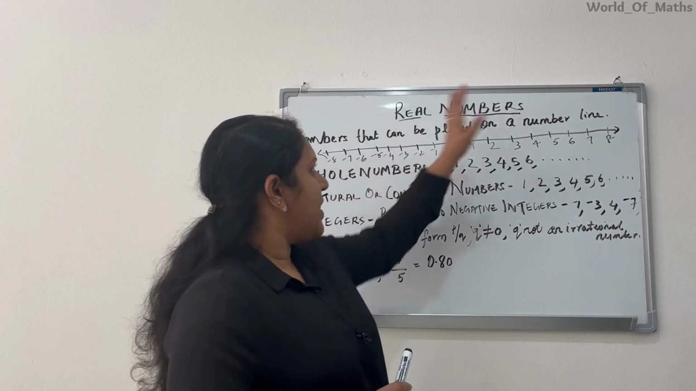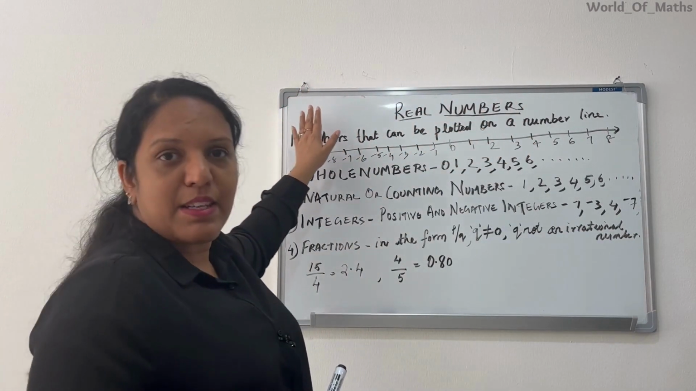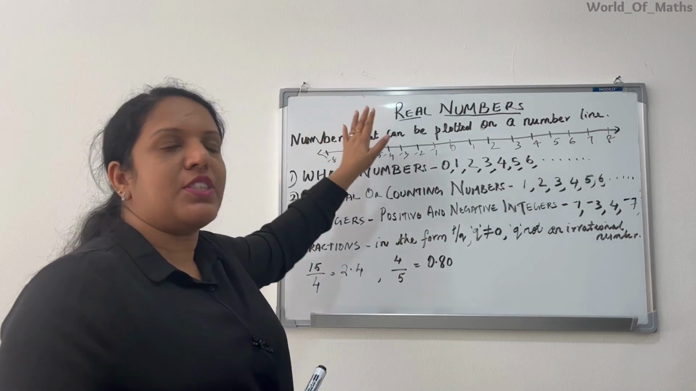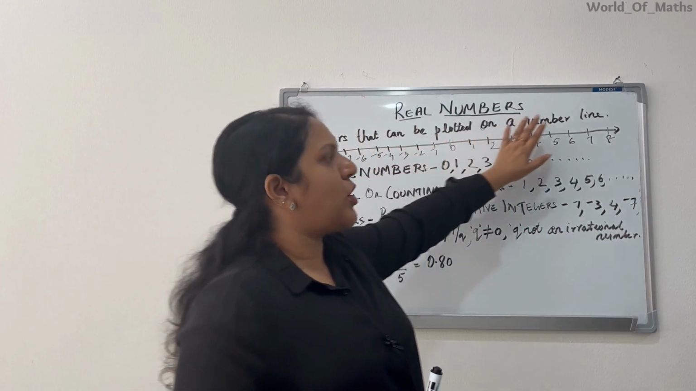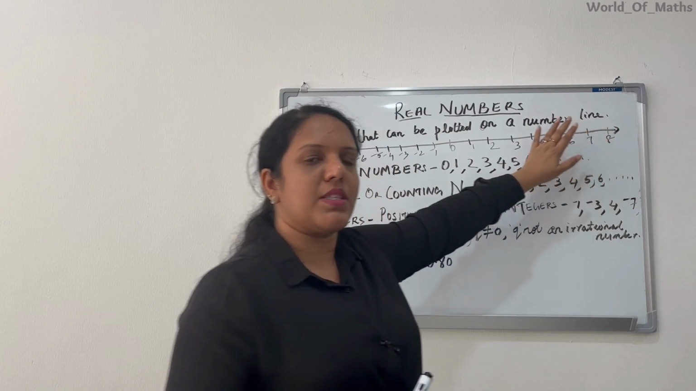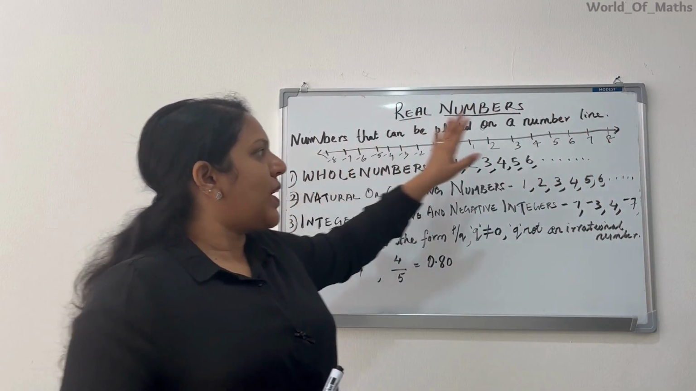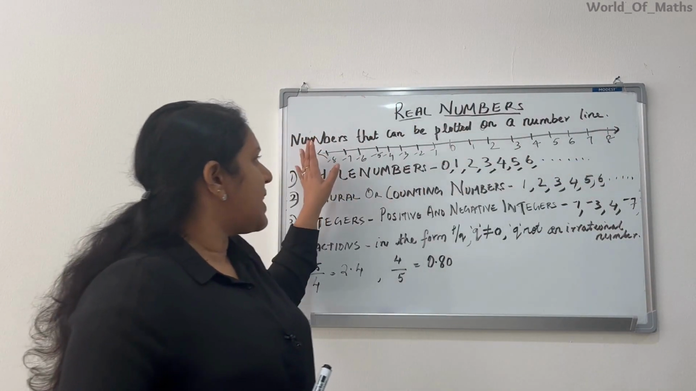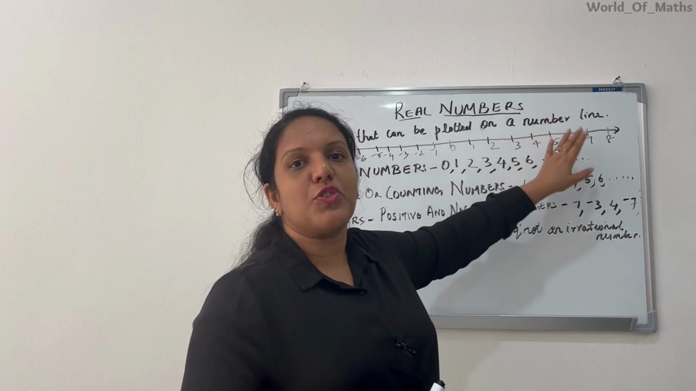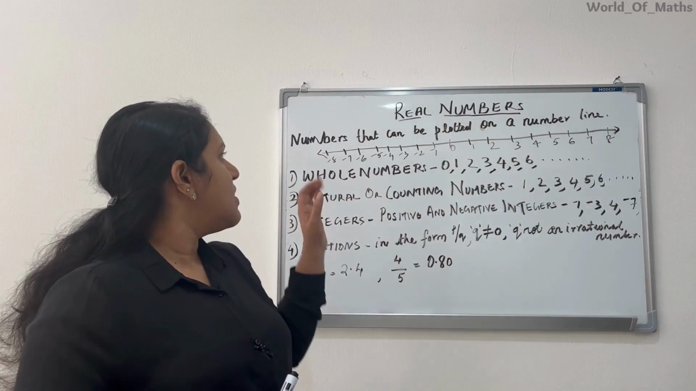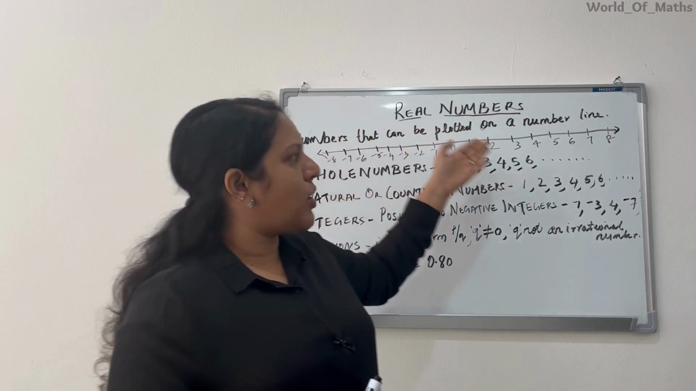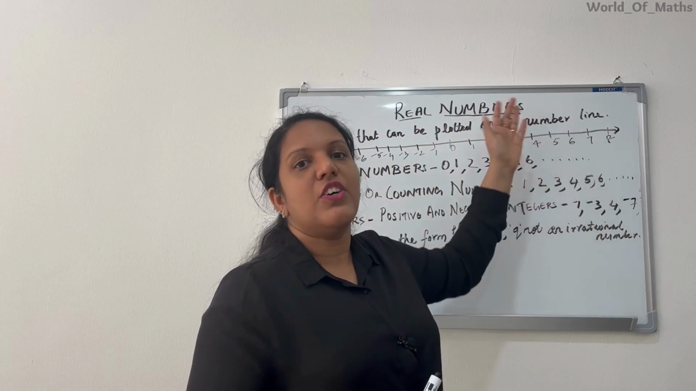So what are real numbers? As a simple and very easy definition, we can say numbers that can be plotted on a number line are called real numbers. I hope you all know what a number line is. A number line is a geometrical line which we use to represent numbers in mathematics. So the numbers that can be plotted on a number line are called real numbers.